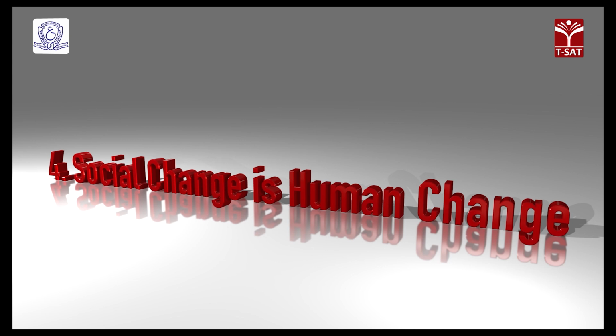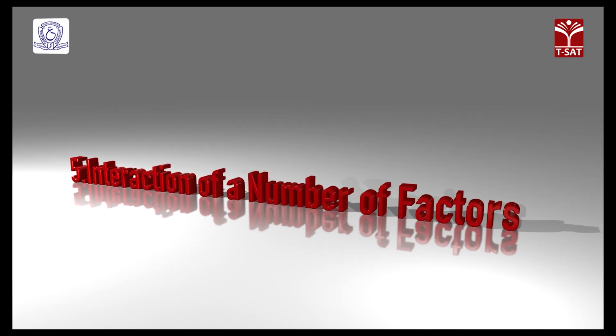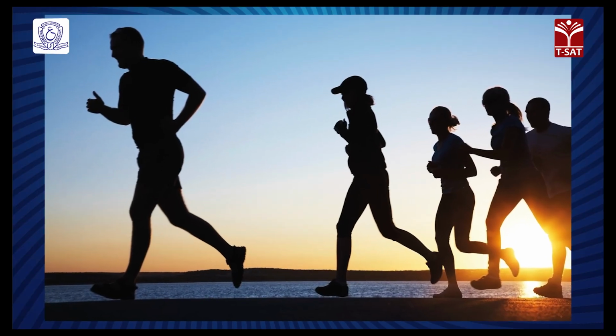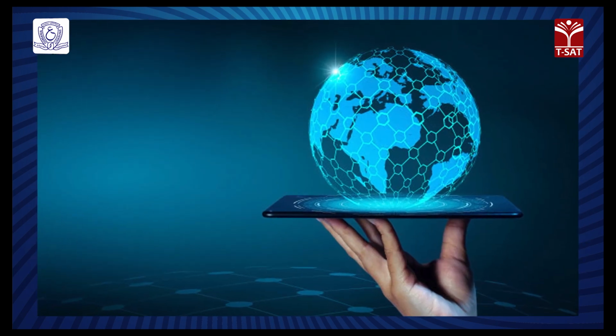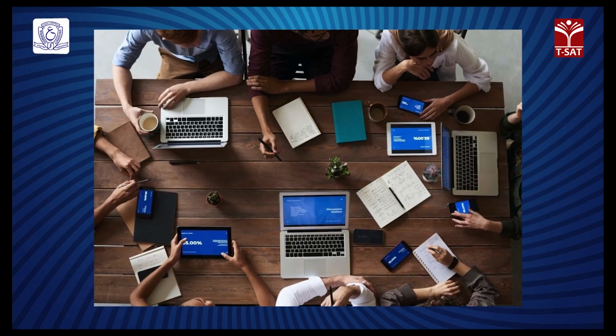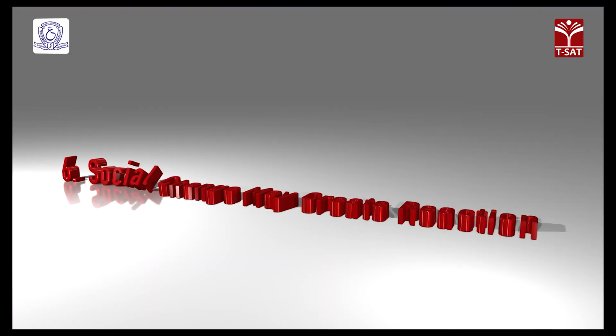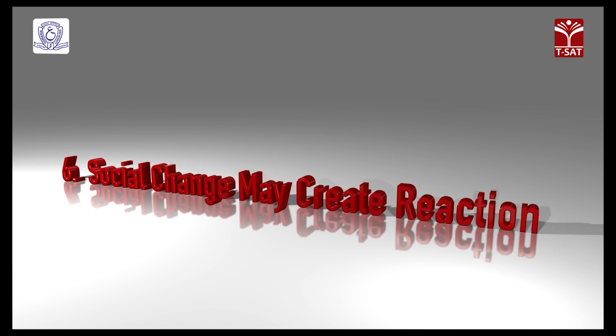Social change is human change. The sociological significance of the change consists in the fact that it involves the human aspects. Social change results from interaction of a number of factors. The physical, biological, technological, cultural and other factors may together bring about social change. Social change may create reaction. Change in one aspect of life may lead to a series of changes in its other aspects.